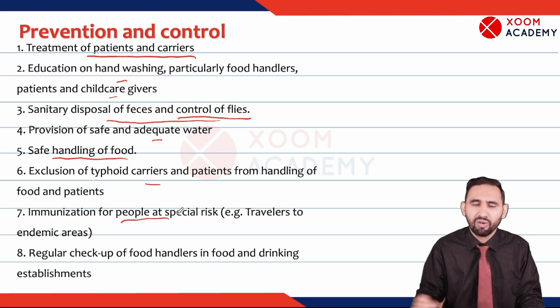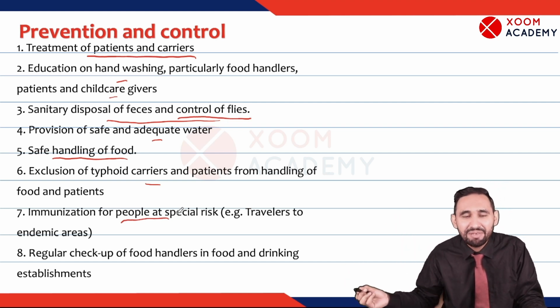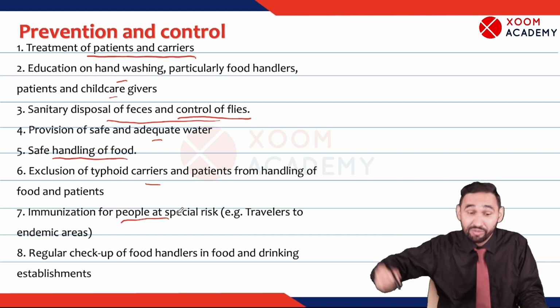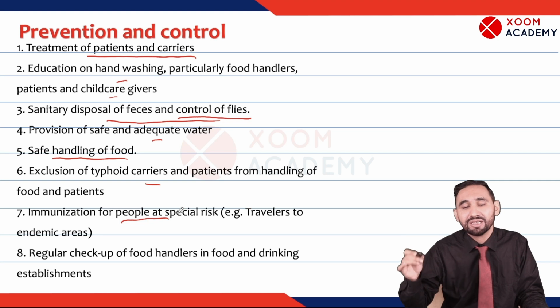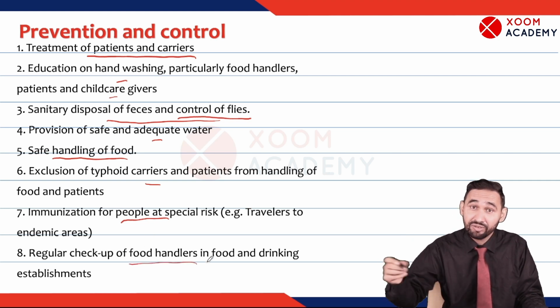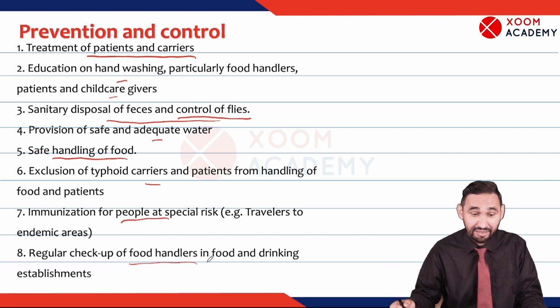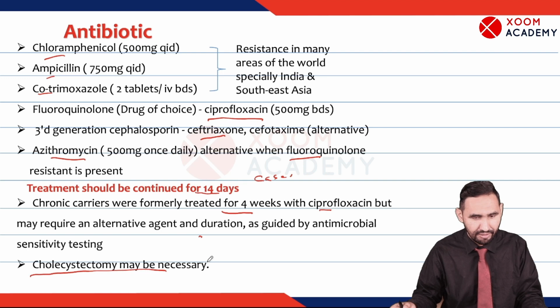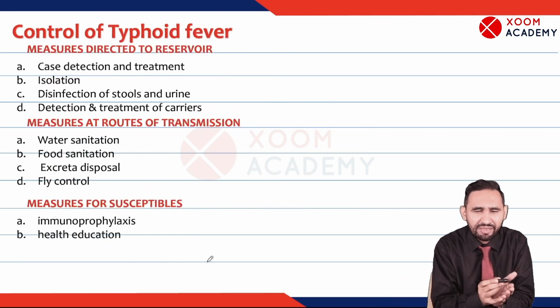and immunization for people who are at risk, travelers, people who are moving to endemic areas, people who are living in endemic areas. They should be immunized, and there should be regular checkup of food handlers. First, we need to investigate them. So we need to check them regularly. And then we can say that typhoid can be controlled.